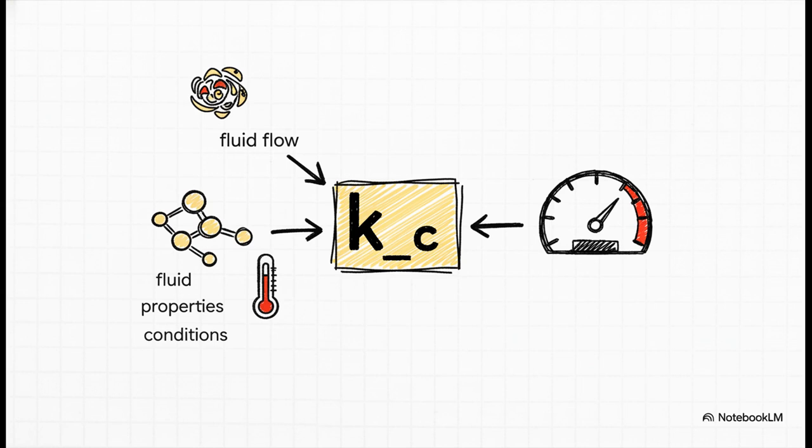It's called the mass transfer coefficient, or Kc. This is our magic number. It takes all the complicated stuff, like how sticky the fluid is and how fast it's moving, and boils it all down to one single value for speed. So the million-dollar question is, where do we get this number?